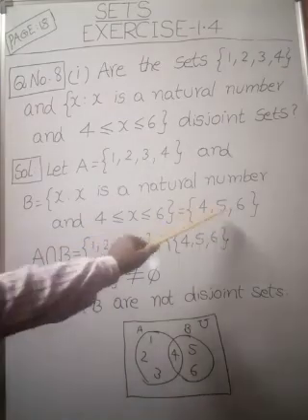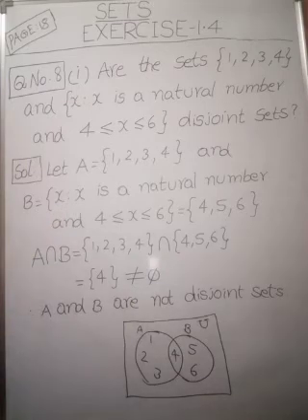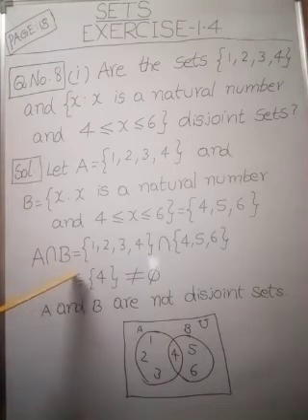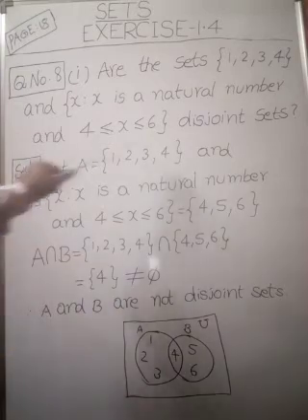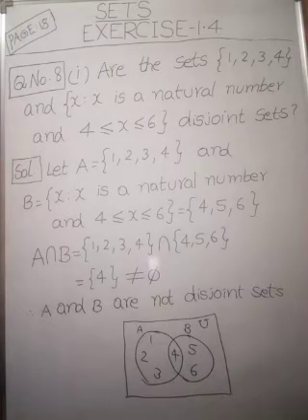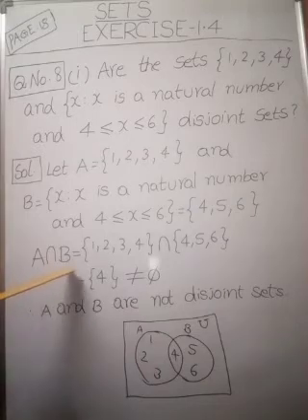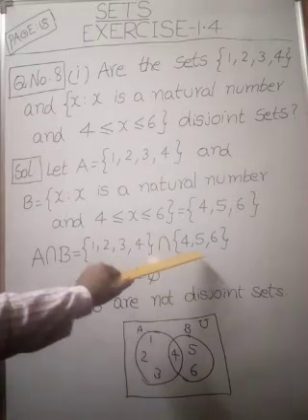So 4, 5, 6. These are the elements of set B. After writing the given two sets in the roster form, let us find the intersection of the two sets. Here they did not ask you directly to find the intersection of sets A and B, but are the two sets disjoint sets means you must find the intersection of the two sets. Therefore, we are finding here A intersection B, that is equal to, I wrote here set A, intersection symbol, set B.